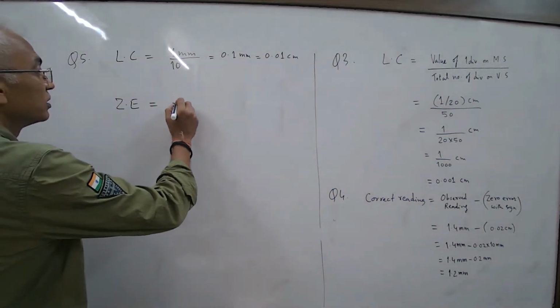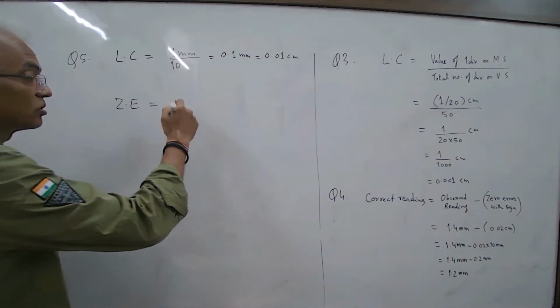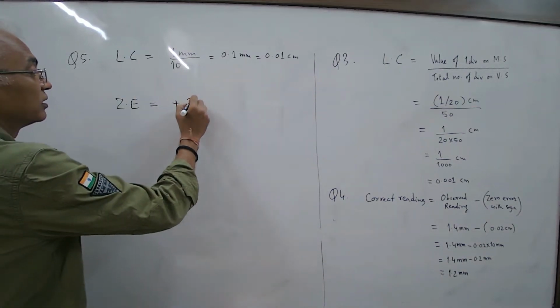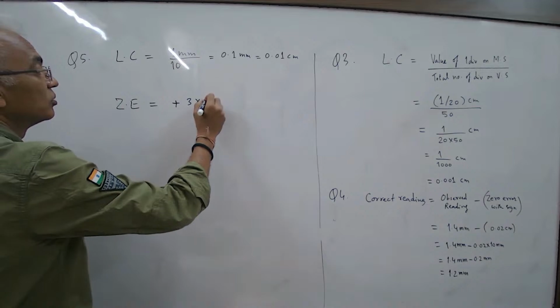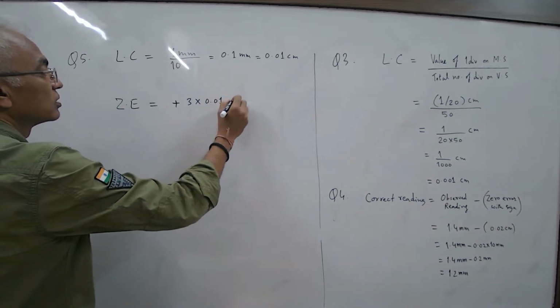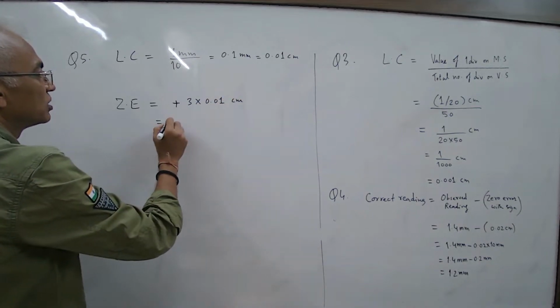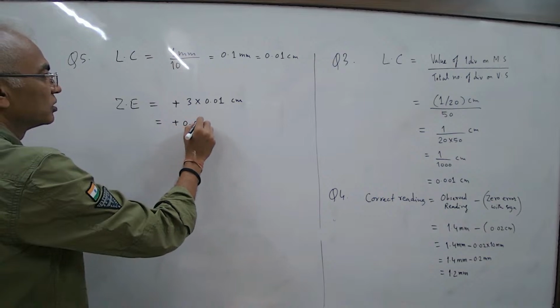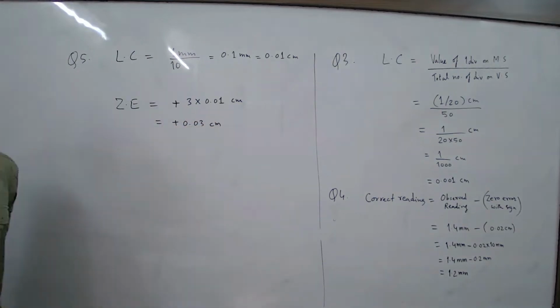So coinciding division, first it is positive zero error because zero is lying ahead, and then 3 into 0.01 centimeter. What is the answer? 0.03 centimeter. Understood? See, you have to understand, otherwise you'll forget later on. How we are doing, explain.